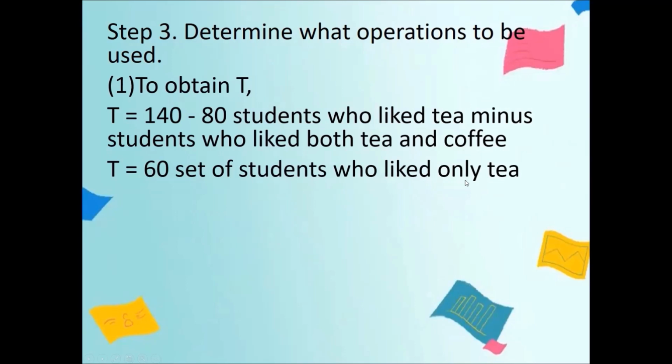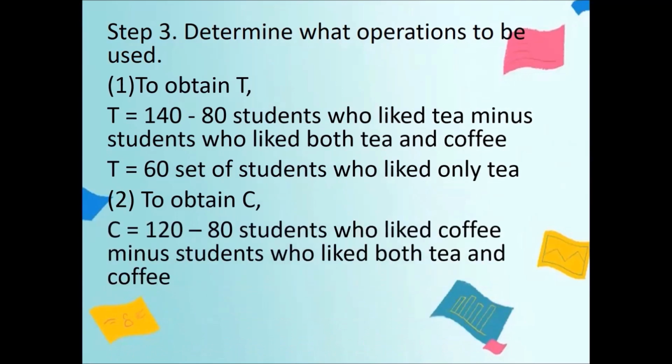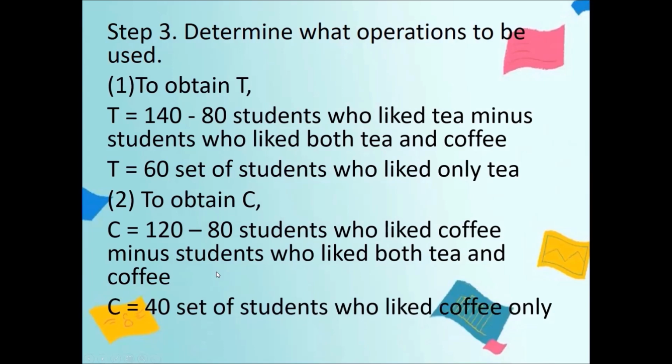So 60 students. Now, to obtain C, or the number of students who like only coffee, so 120 minus 80, students who like coffee minus students who like both tea and coffee. 120 minus 80 is equal to 40, the set of students who like coffee only.